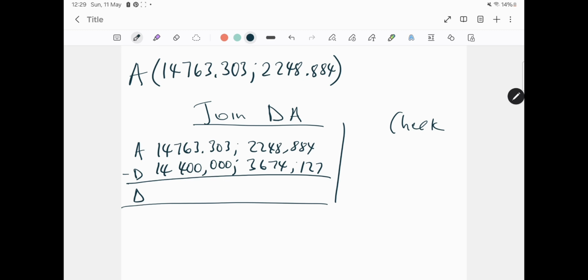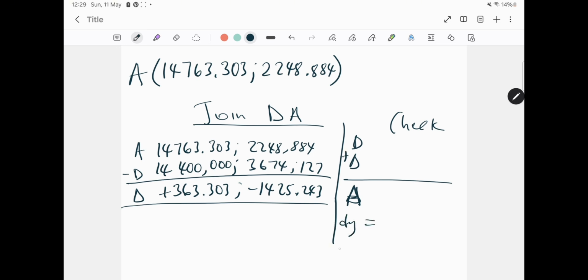So it's 14,763,303 minus 14,400,000. You're getting a positive 363,303. 2248,884 minus 3674. So here you're getting negative 1425,243. You're gonna do your check here. Obviously it's gonna be your D, your change, giving you your A, but in the opposite sign, the plus.